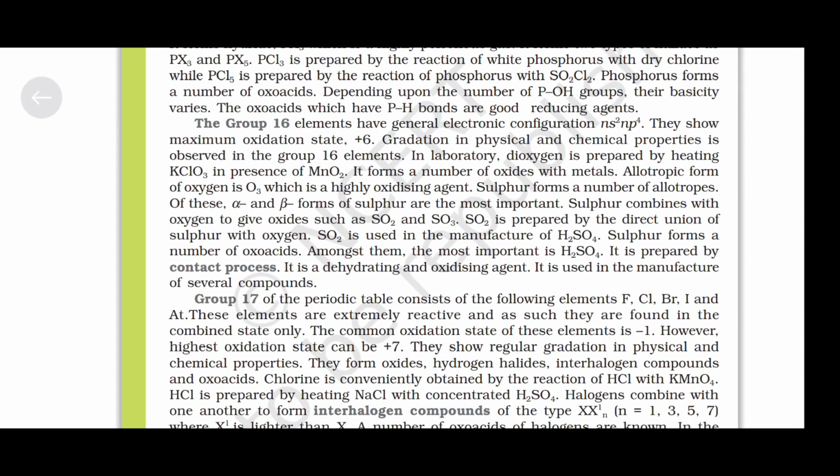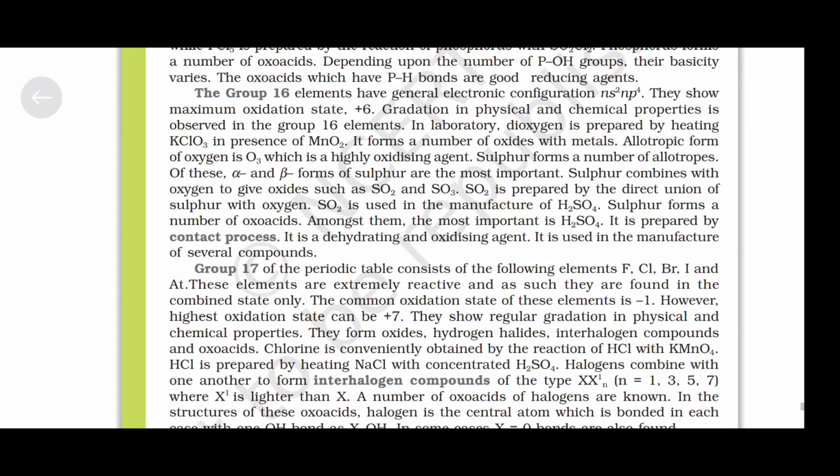Group 16 elements have general electronic configuration ns2 np4. They show maximum oxidation state +6. Gradation in physical and chemical properties is observed in group 16 elements. In laboratory, dioxygen is prepared by heating KClO3 in presence of MnO2.